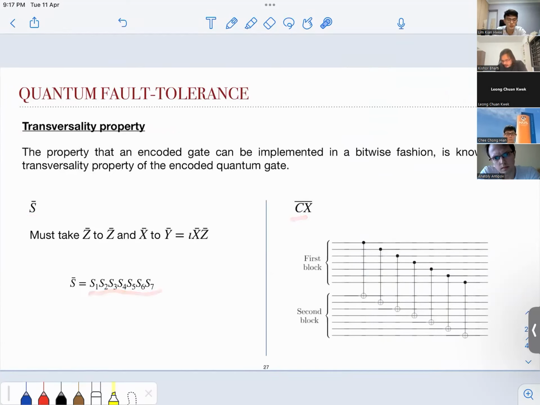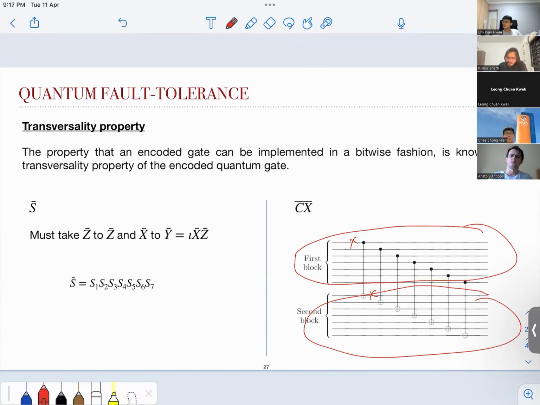How do we implement control-NOT? That is also very easy. You just take two blocks. Now one can ask a question: suppose you have an error here. Because of this CNOT, you will get an error here also. I will say no problem. Why? Because there is at most one error in a given block. Now this is a separate block.